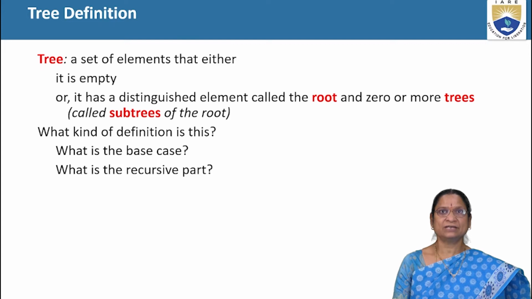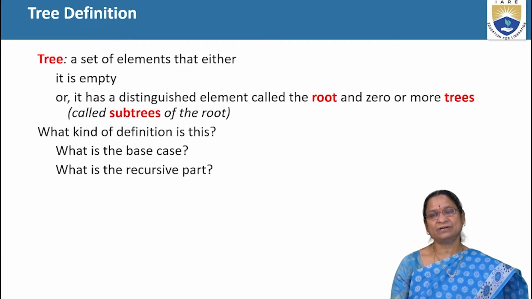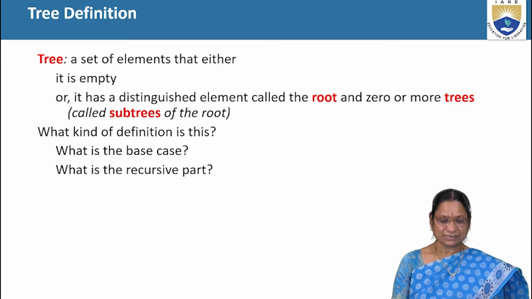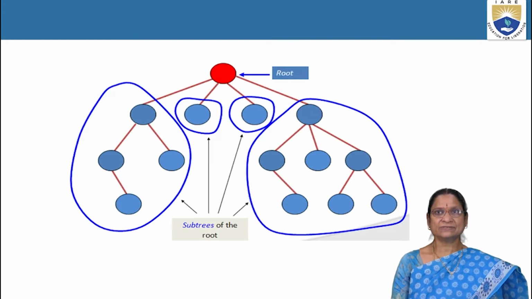If you observe, it is empty or it has a distinguished element called the root and zero or more trees, and the definition again contains the word tree. That means it is recursive. So we must analyze what the base case is and what the recursive part is, so that the base case satisfaction can be considered in the general definition. The recursive part is there.